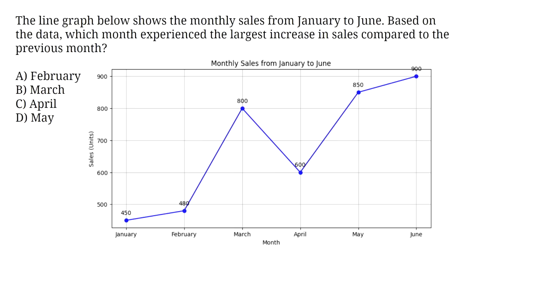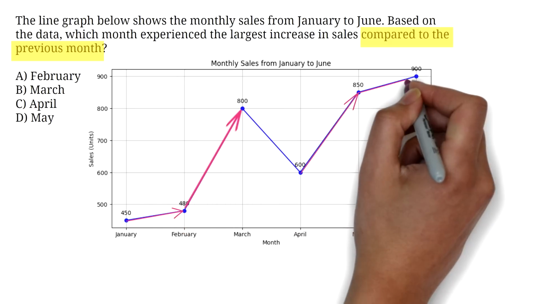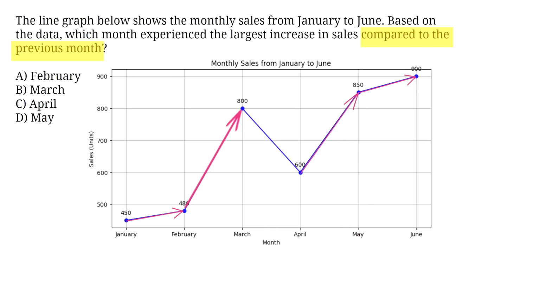Let's take a few minutes to look at it. For this question, you are told compared to the previous month, so it's easy to know what the question is asking. But even if that statement is not there, the question remains the same. We can see that the graph is increasing here, here, here, and here. From here, the best way to answer this question is to eyeball the section that has the steepest slope. Or you can look at it as the increase line that is the longest. We can see that this occurs from February to March, so the largest increase in sales is in March.